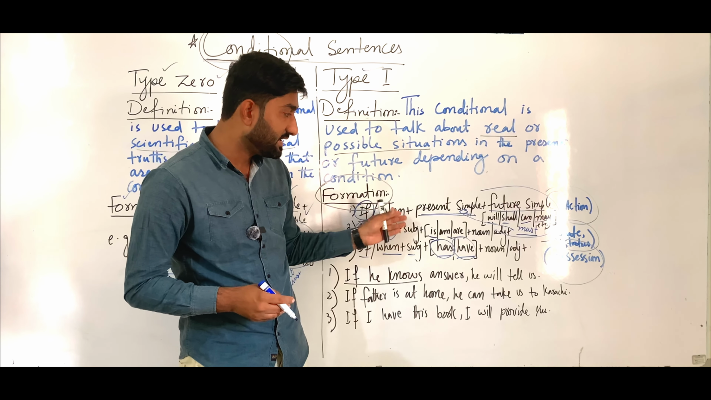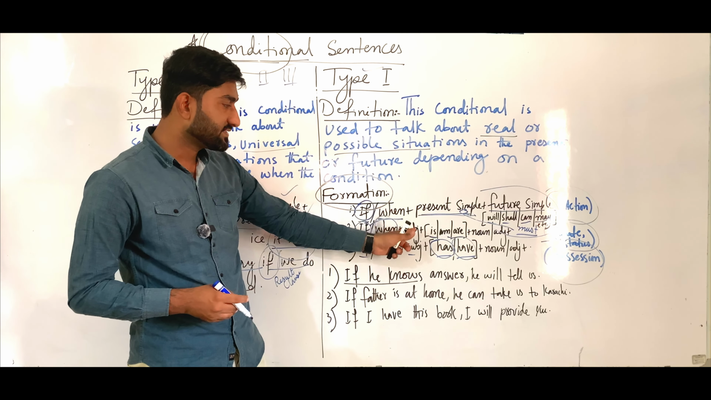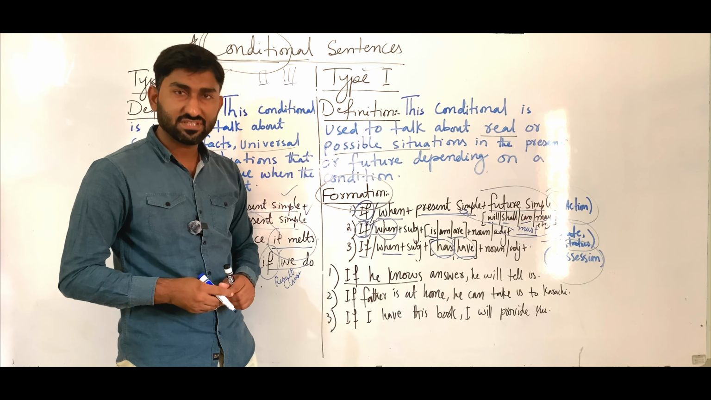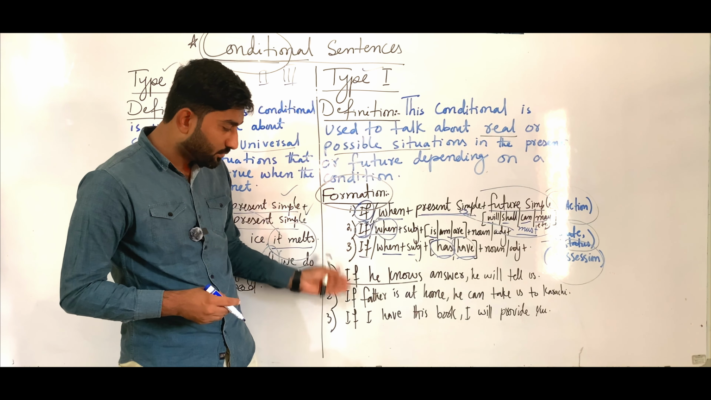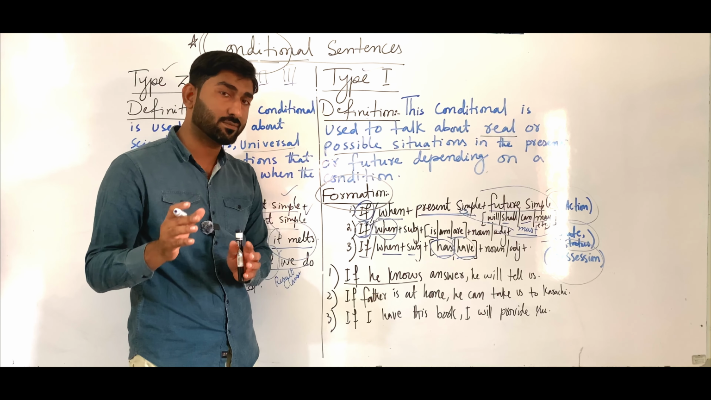So these are the three different formations of type 1. This is for action, this is for state, status, presence and absence, and this one is for position. And I have some more examples to share with you. Let me talk about them as well so that you understand even better.